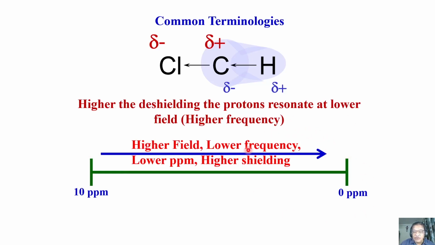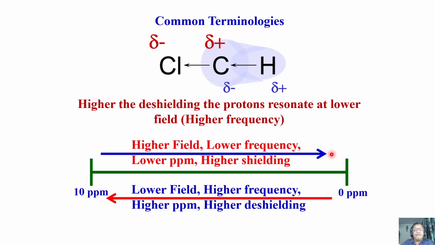Conventionally, the terminologies we use in the regular NMR spectrum are: we are moving towards high field, lower frequency, lower ppm, and higher shielding. These are the terminologies. What happens if we come from right to left? Everything is the same, only things get reversed. From 0 ppm, if you come towards 10 ppm, reading the spectrum from right to left, you are moving towards lower field, higher frequency, higher ppm, and higher de-shielding. Exactly the reverse of what you read going from left to right.